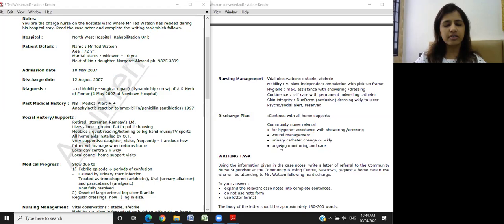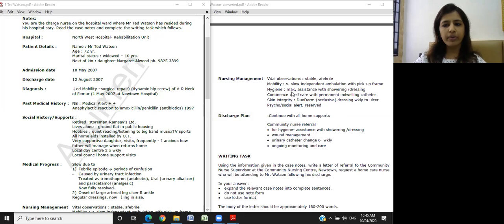So the first thing that is given here is hygiene assistance with showering and dressing. Now think about a nurse who is going to visit this patient to provide a shower and help with the dressing. Here the dressing refers to helping them wear their clothes, right? This wound management dressing is a different one, and this is for the grooming. If they were to provide this care, what kind of information would they need to know? One piece of information is how much assistance they need, right?